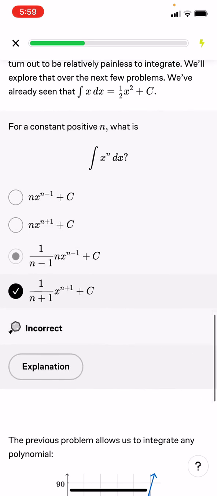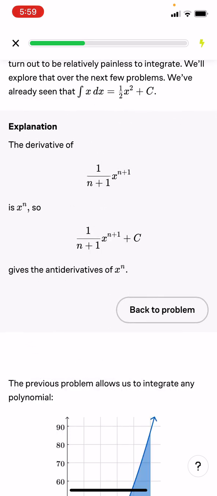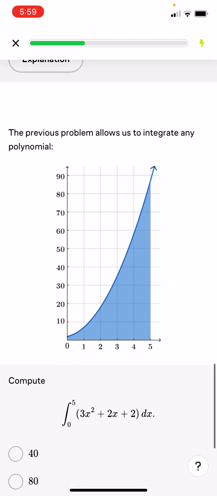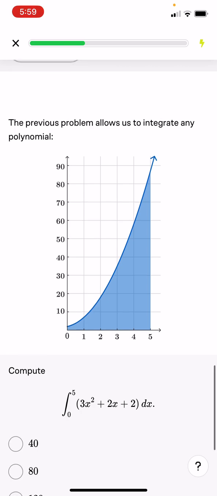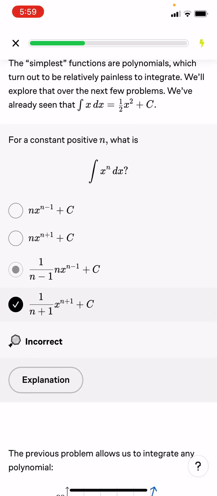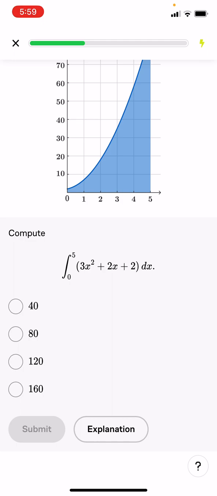I'm gonna look at this again, just to make sure. I guess I should have thought, it would definitely be an addition. The previous problem allows us to integrate any polynomial. We saw in that one, it was just, no. Yeah, we can, okay. I wonder if we could just do it as 11x plus 2.